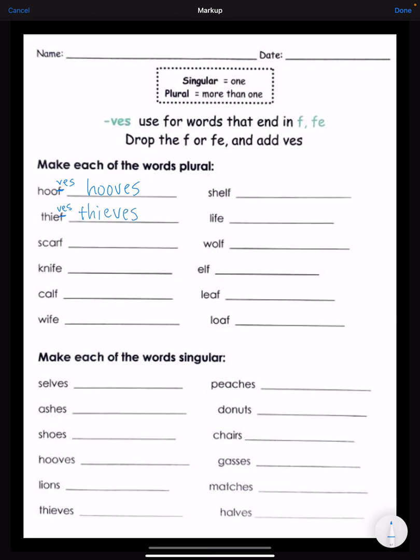Now let's talk about the word scarf. Scarf ends in an F. We're going to cross off the F and add VES. So it would be one scarf, multiple scarves.